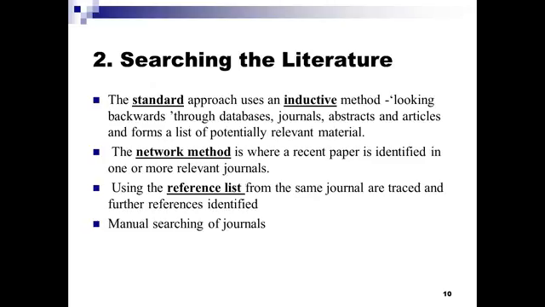So the standard approach, we specifically need to start looking. We need that inductive method. We look back through the databases, the journals, the abstracts, the articles, and we form a potential list. And then we use a networking method. So having searched the databases, found some really fantastic pieces of research to read and review, we might network from those.